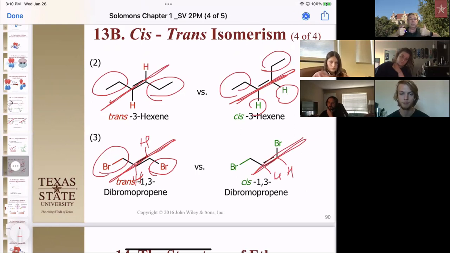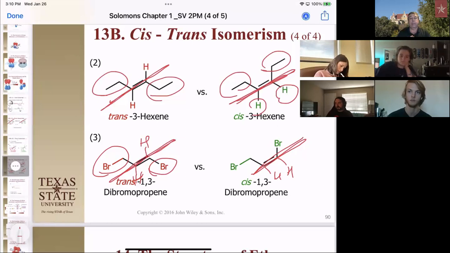Right. Questions about cis and trans isomerization? What if you have multiple double bonds? You would do each individual double bond and identify it as cis or trans. Now, if you have more than two substituents on a double bond, we actually use a different convention, and we'll talk about that in chapter 3. This only works for two different things on a double bond.